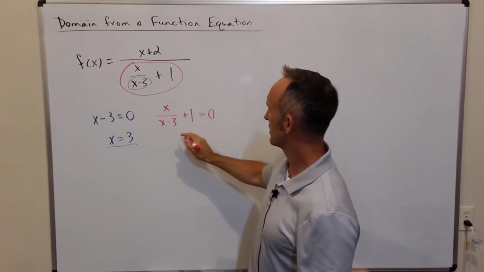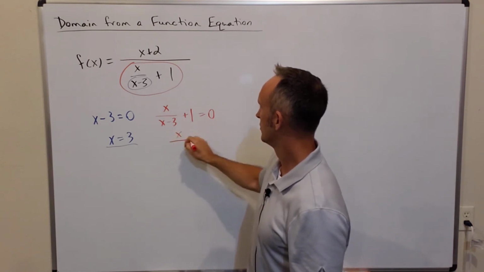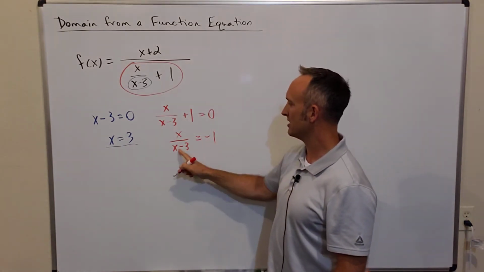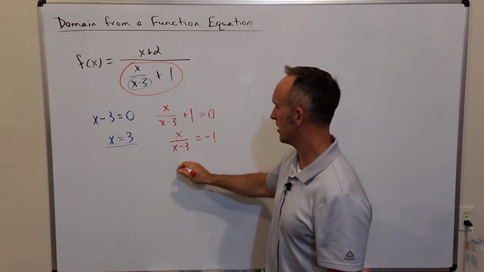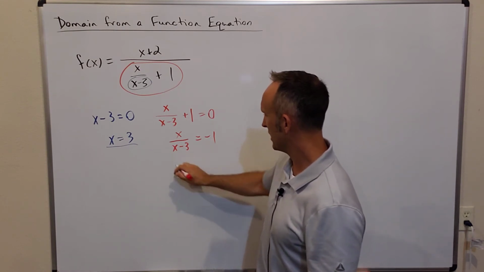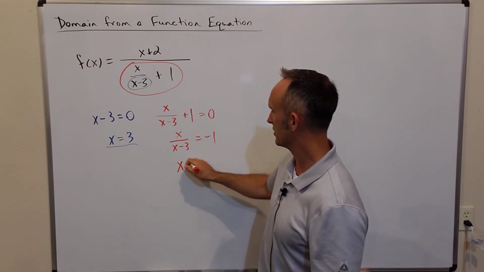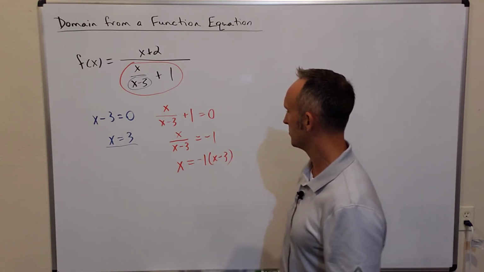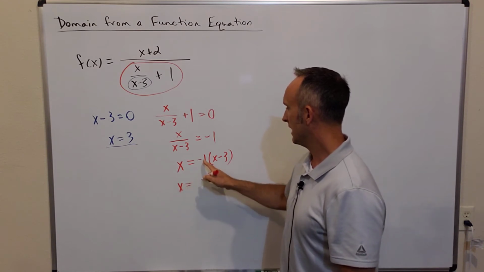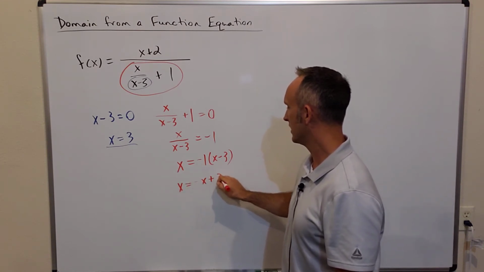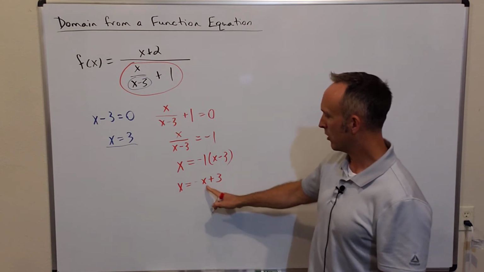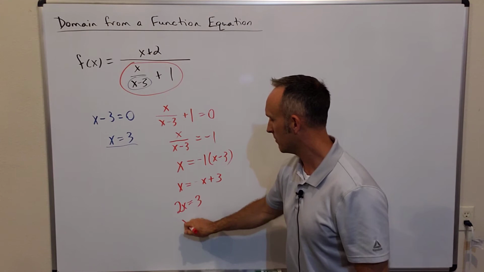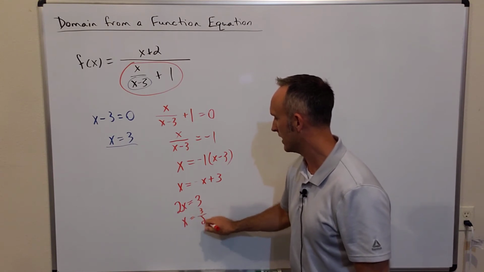What I'm going to do here is subtract the 1 over. And then I'll multiply both sides by x minus 3 to get rid of this denominator. So when I multiply the left side by x minus 3, that leaves x on the left side. And when I multiply the right side by x minus 3, I just get negative 1 times x minus 3. And now I'll distribute my negative 1 to get negative x plus 3. And then I'll add x over to give me 2x. And then divide by 2 to get x equals 3 halves.